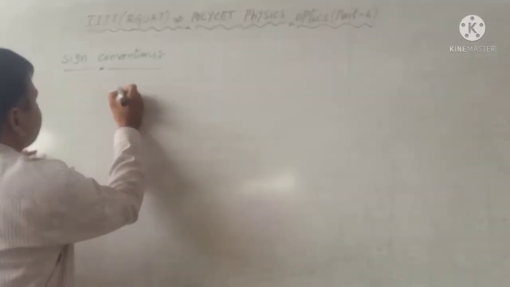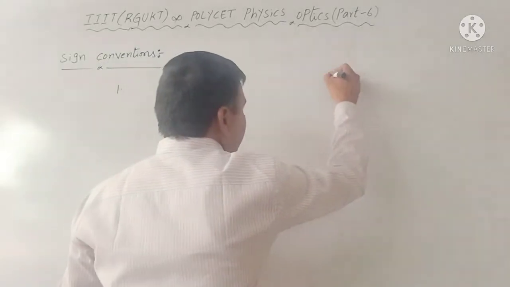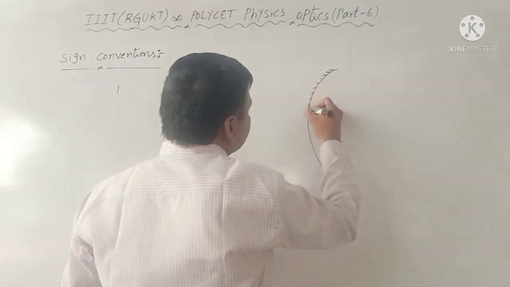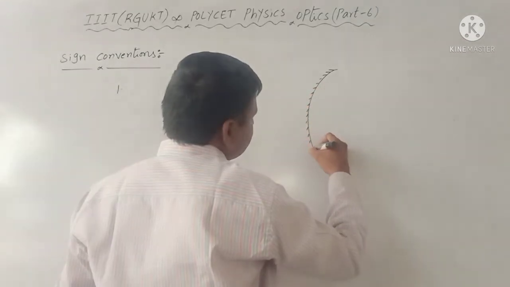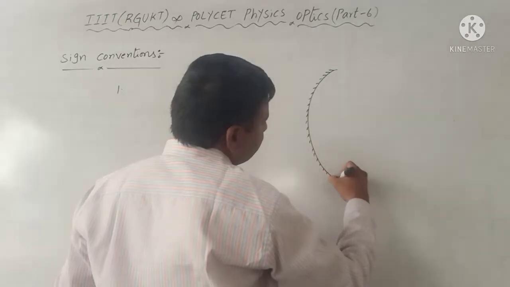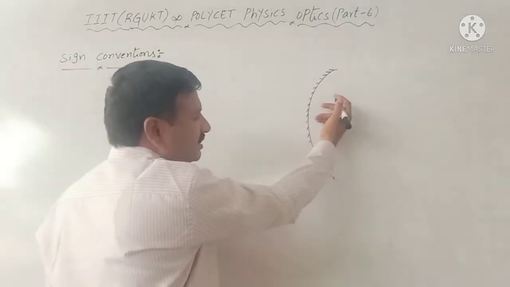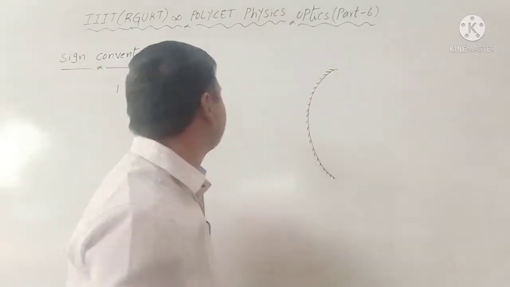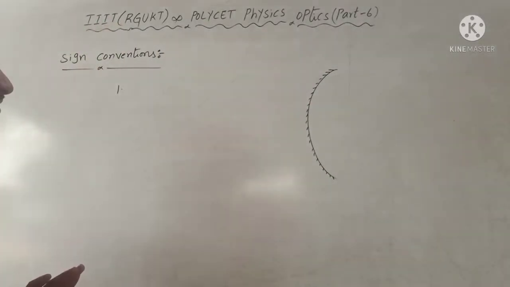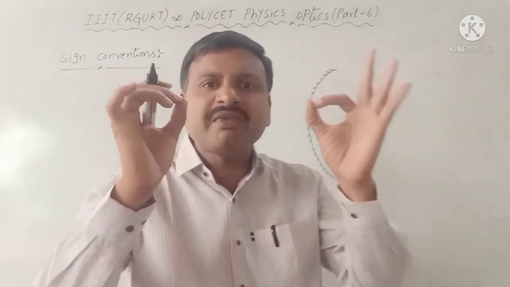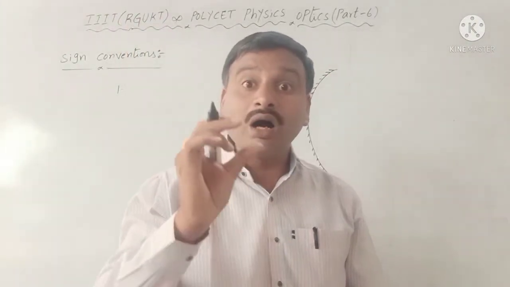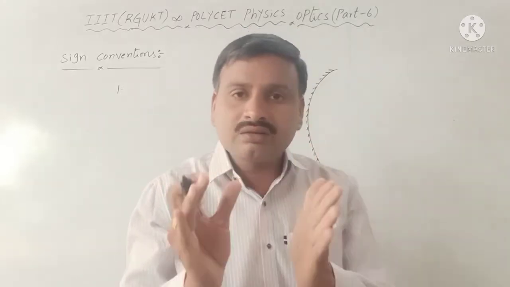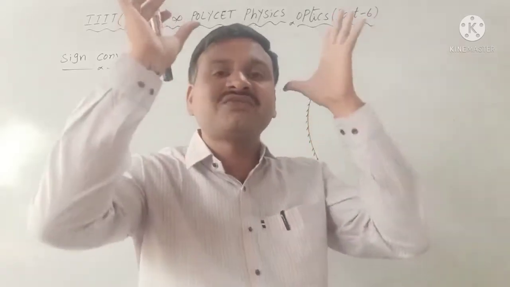So the first sign convention: you know which mirror this is? It is the concave mirror. The silvering surface is convex and the opposite surface, the reflecting surface, is concave. So the first sign convention says all distances should be measured from the pole.